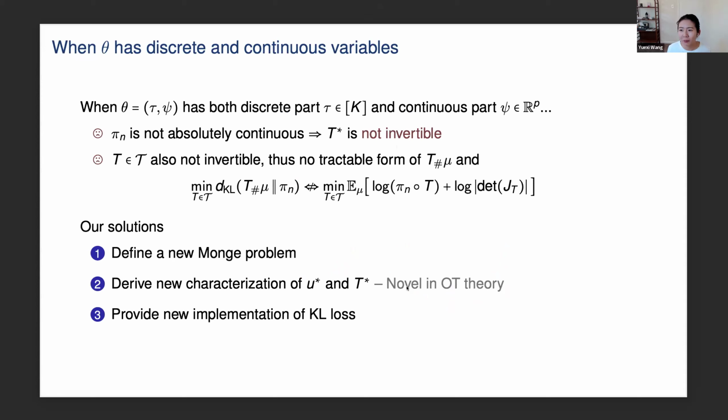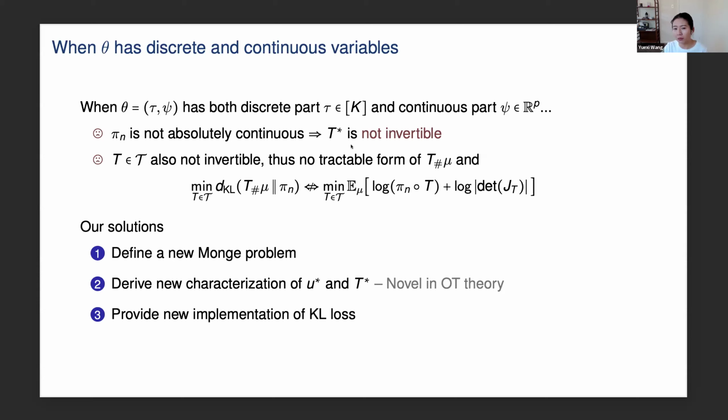And now I will talk about, I would say, the most technical part of this talk: how to find the OT map when you have both discrete and continuous variables. This happens all the time in Bayesian inference. We use hierarchical models all the time, and you always have discrete latent variables. So the bad news is that when you have both discrete and continuous variables, your target distribution is no longer absolutely continuous, and you lose some of the nice properties of the continuous case.